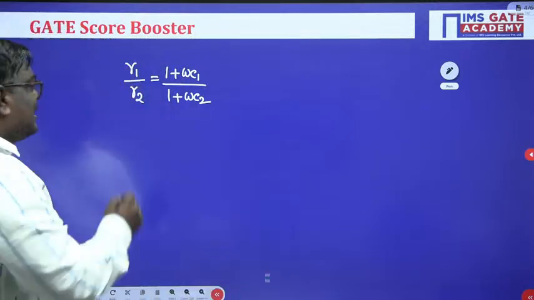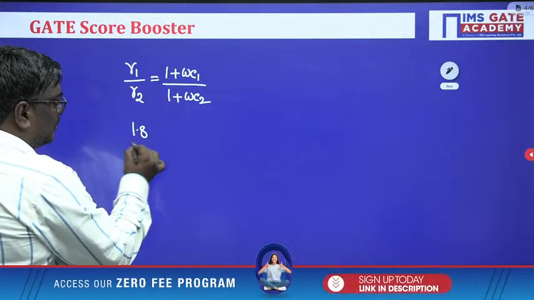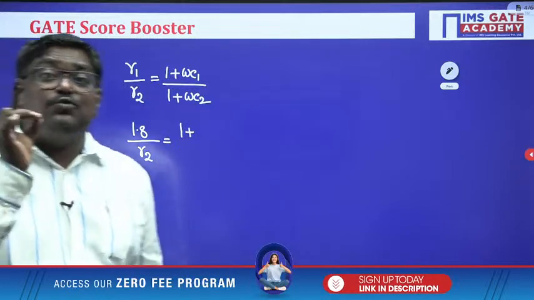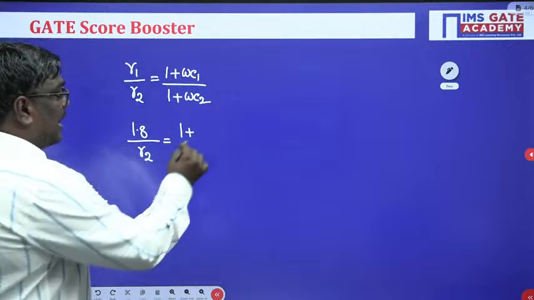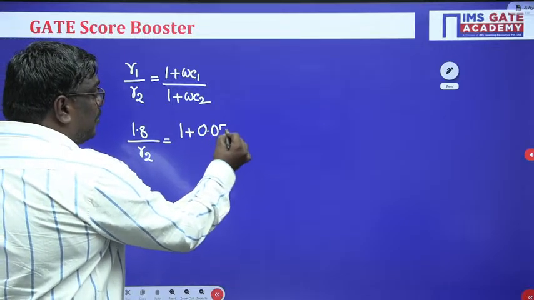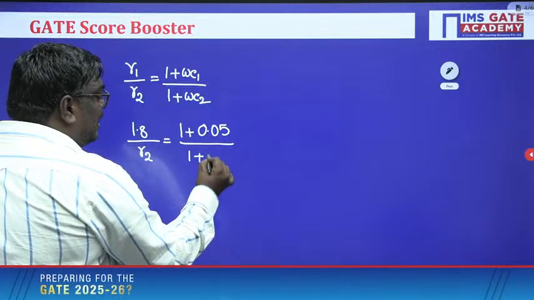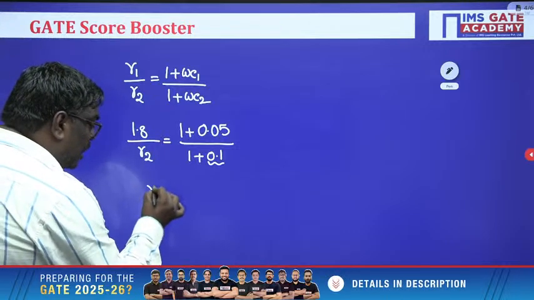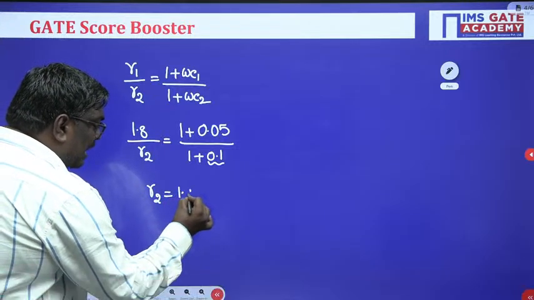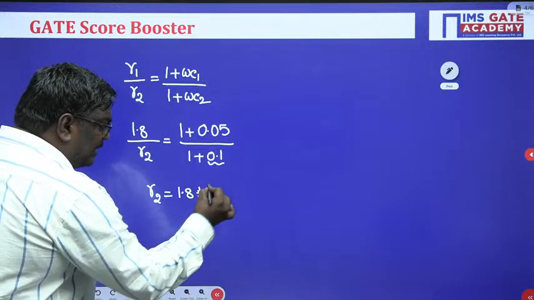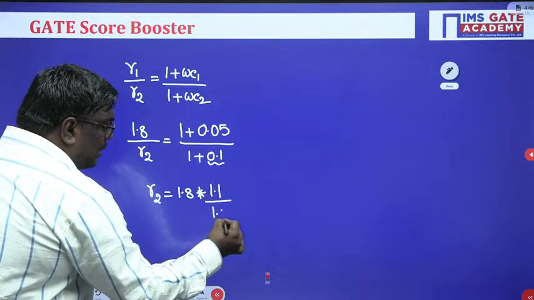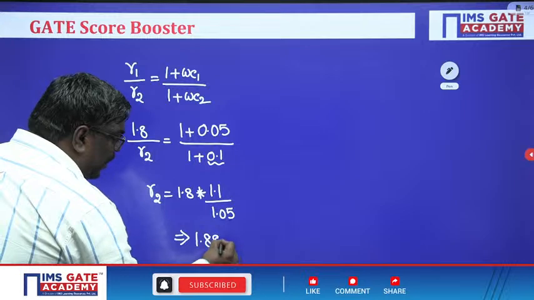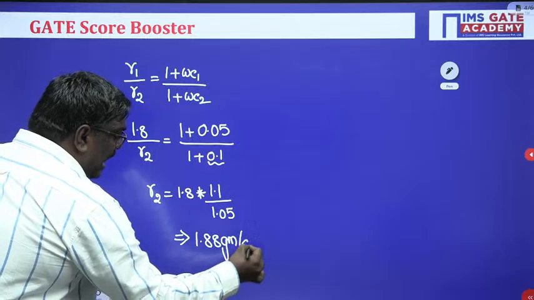So here just plug in the values which are given in the data. Water content is 5 percent, so it should be 0.05. When the water content is 10 percent, that means 0.1. Now what will be the value of gamma 2? You can write it as 1.8 into 1.1 upon 1.05. So the final answer you can write is 1.88 gram per cc.